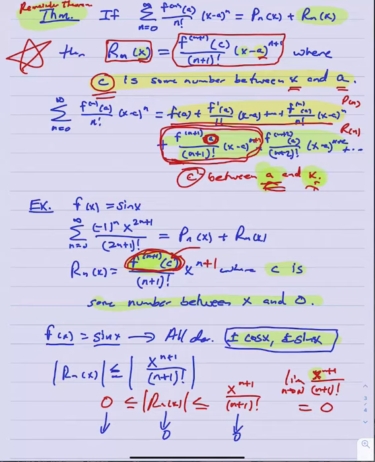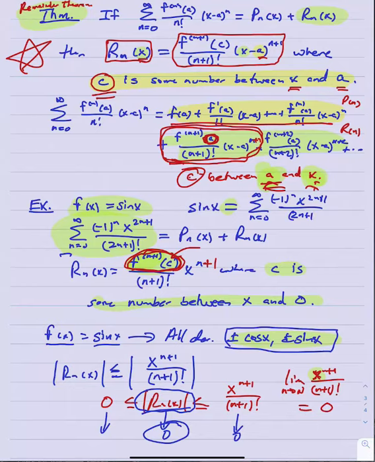We've illustrated, or we're showing an example to illustrate the first theorem of this section, which is: if the limit of Rn of x is 0, then I know the power series derived or generated by this function actually equals the function. In other words, what I can say now at this point is that sine x is actually equal to, and there's the big emphasis, it is actually equal to the infinite series n equals 0 to infinity, negative 1 to the n, x to the 2n plus 1 over 2n plus 1 factorial.